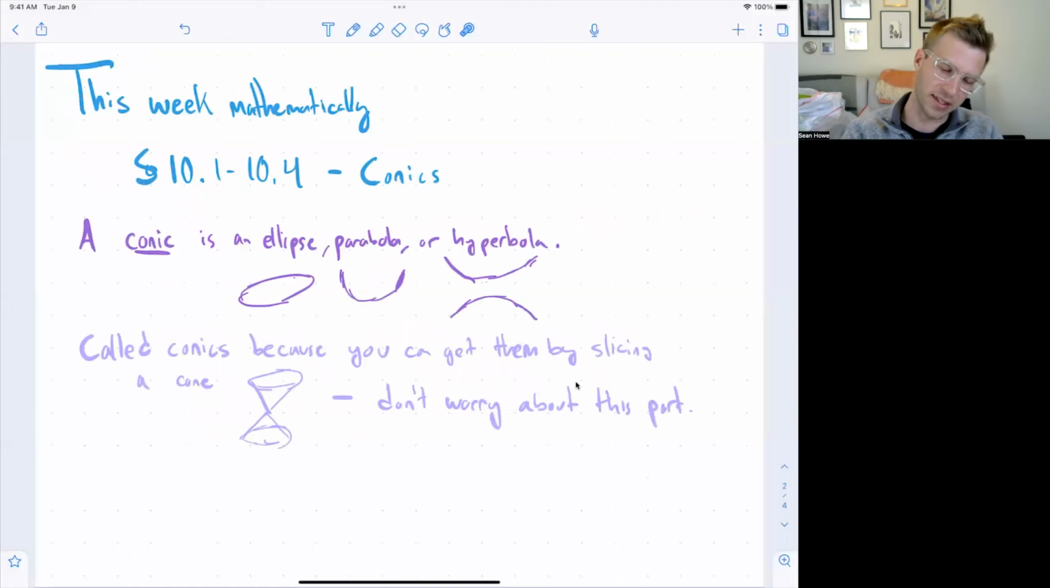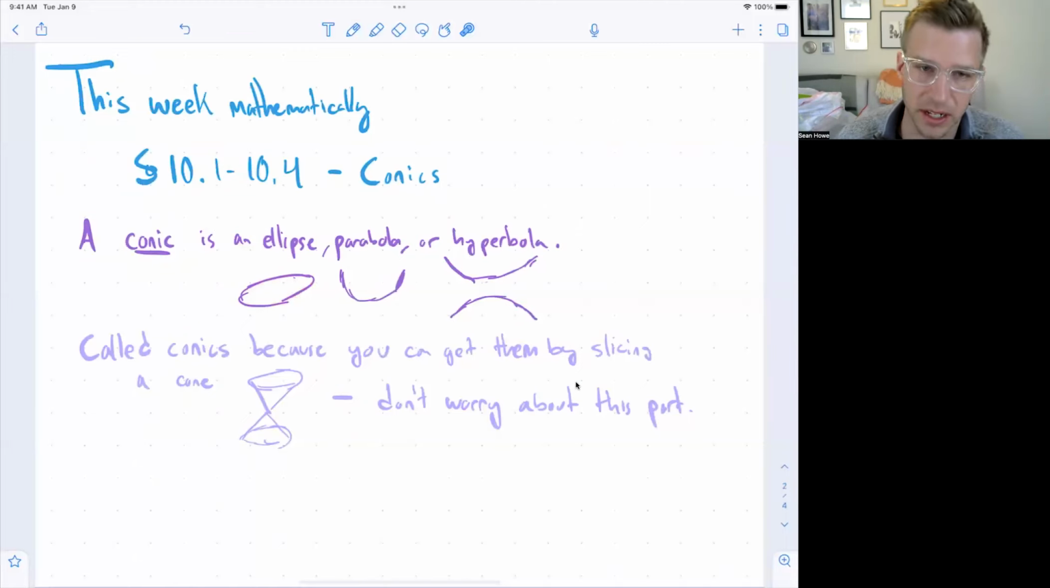We're doing sections 10.1 to 10.4 in the textbook. This is on the theory of conics, or conic sections. This is a little bit of a silly name. Let me tell you what a conic is. A conic just means either an ellipse, a parabola, or a hyperbola.